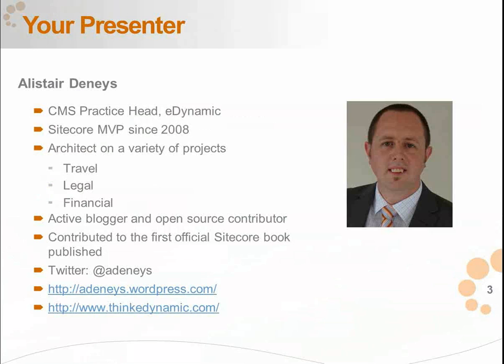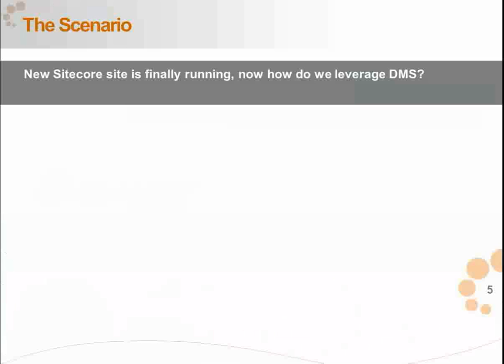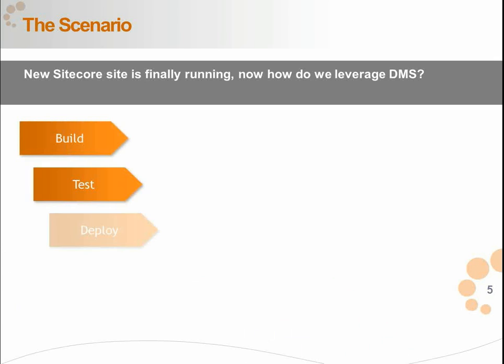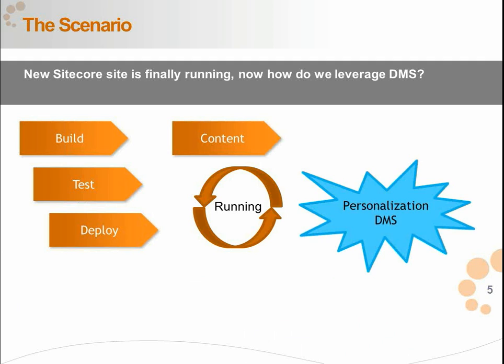Okay, so let's first of all discuss the scenario that we're investigating here. We've got our brand new Sitecore site. We've gone through the build, test, deploy phase. We've got our site. We've filled it full of content and the site is now running. We're servicing traffic and everything's great. Once we finally get over the initial hassle of getting the site live and getting all the content in, and get down to that steady state of just maintaining the site, we ask ourselves, okay, what's the next thing? How can we implement and utilize personalization with DMS?